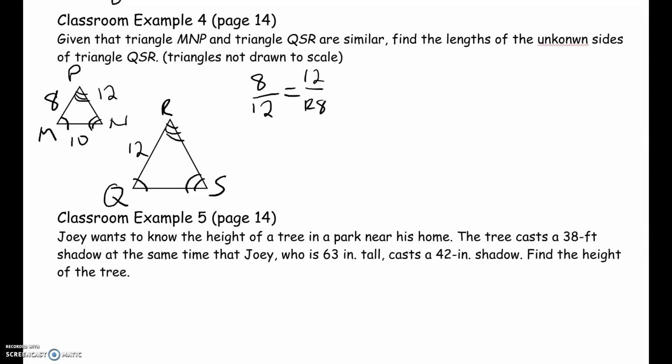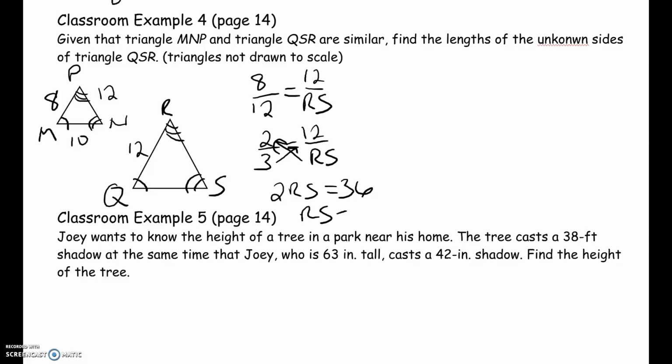Whoops, it's supposed to be an S. Okay, there we go. The first thing I want to do is reduce this. That makes my numbers easier to work with. So 8/12 reduces to 2/3. Then I can use the cross product, so 2 times RS equals 3 times 12. Divide both sides by 2 to get that RS is 18.